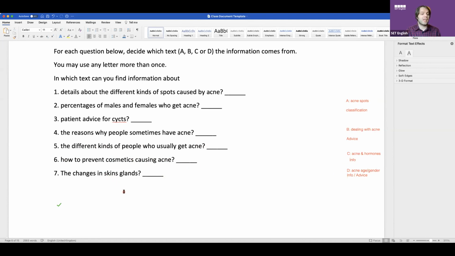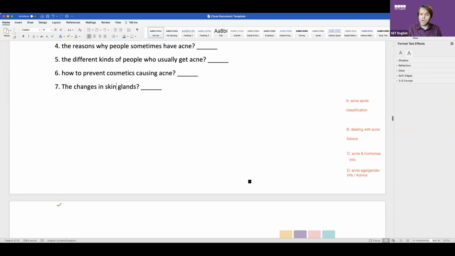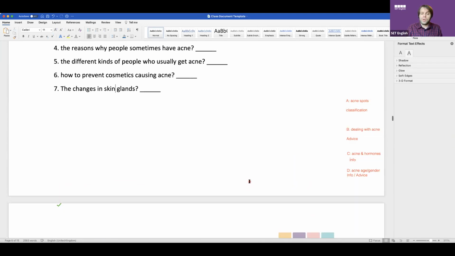Last one, changes in skin's glands. C, because it's the hormones. Okay, yes. So think of that as a slower pace. I'm just modeling to you how this should go in the exam, but it's going to get a bit harder, okay?